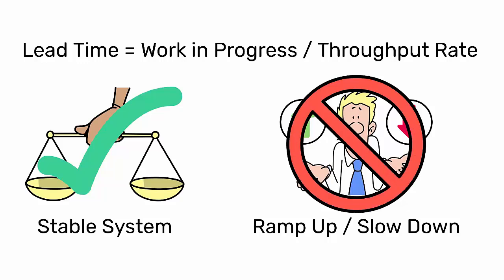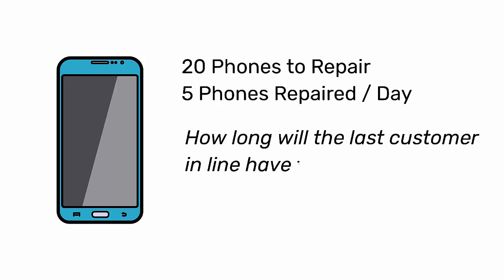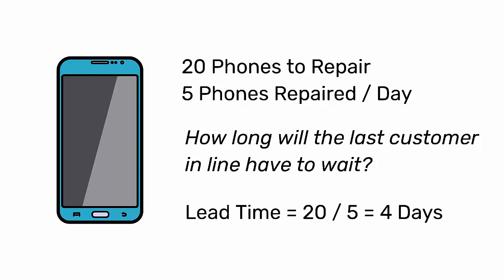Let's see a basic example. A repair shop has 20 phones waiting for service. The technician repairs 5 phones per day. How long will the last customer in line have to wait? Lead time equals 20 divided by 5. The answer is 4 days.